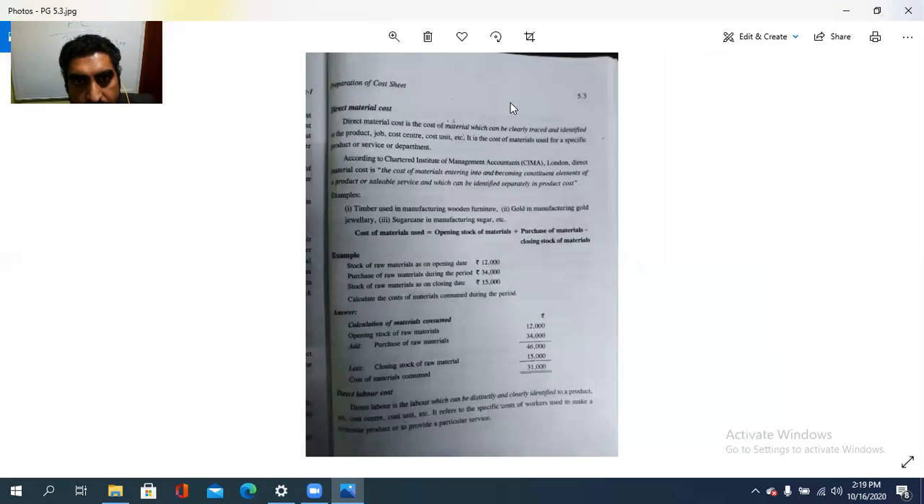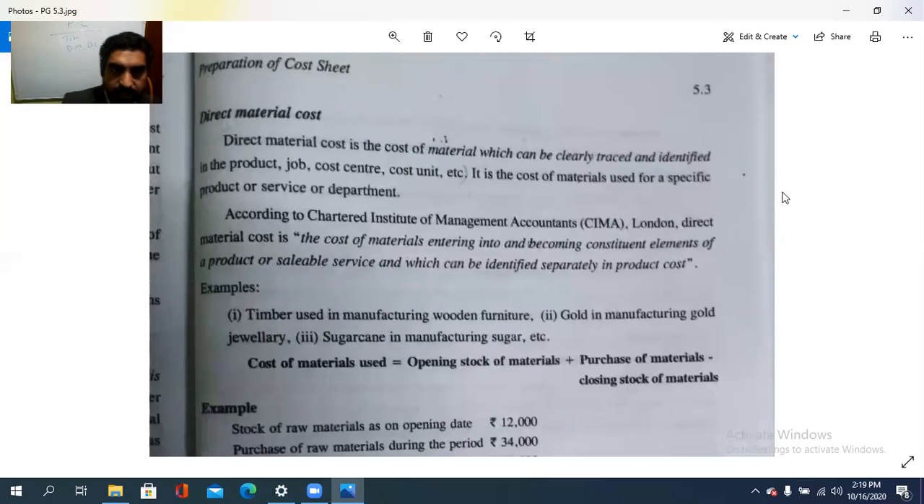Then what is direct material cost? We need to check each and everything: direct material, direct labor cost, direct expenses. So we will check direct material first. What is that? It is the cost of the materials which can be clearly traced and identified in the product, job, cost center or cost unit. It is the cost of materials used for a specific product or service or department.